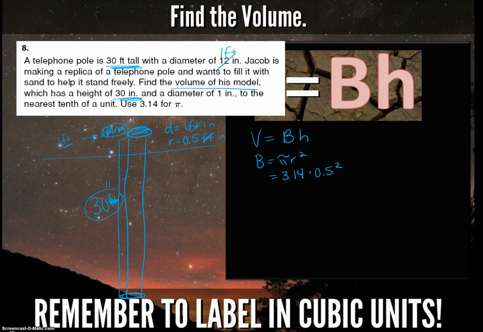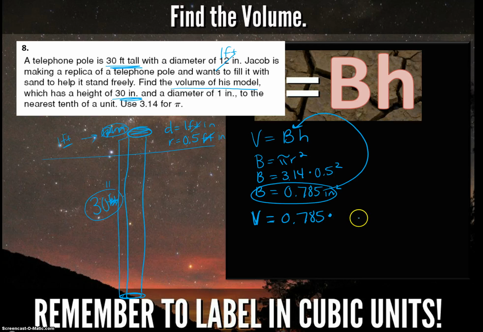3.14 times 0.5 squared is equal to 0.785. That's the area of the base. So I plug that information back in here. That's in inches squared. My volume will be 0.785 multiplied by the height. He has a 30-inch model. So his final volume is 23.55 cubic inches.